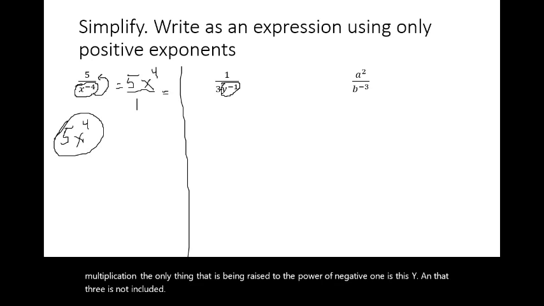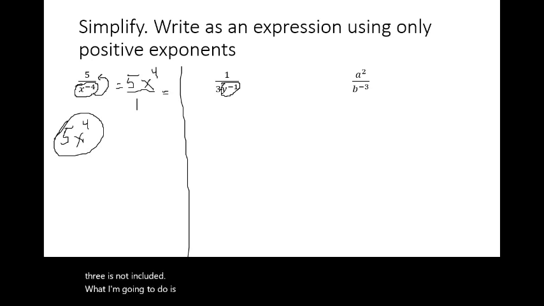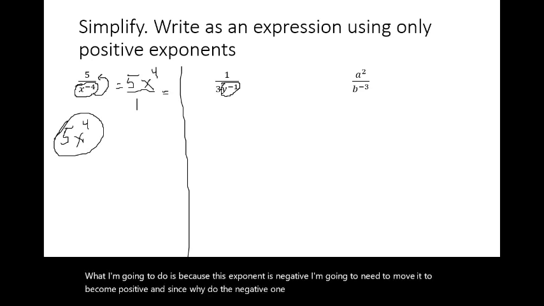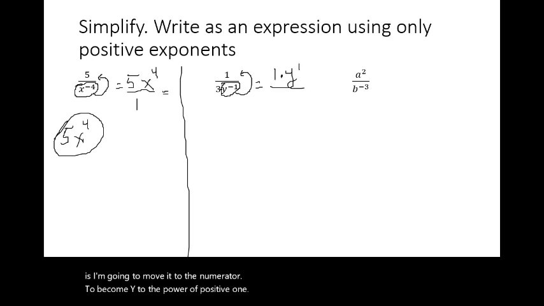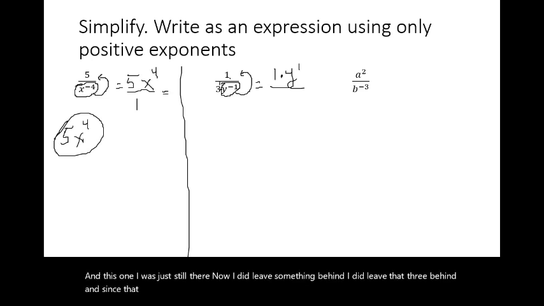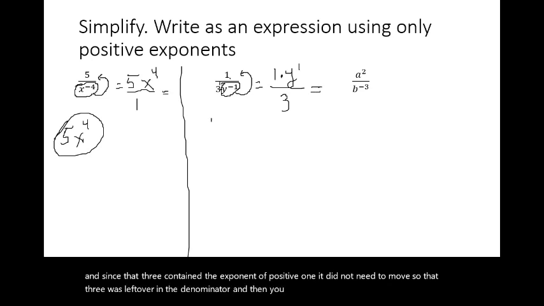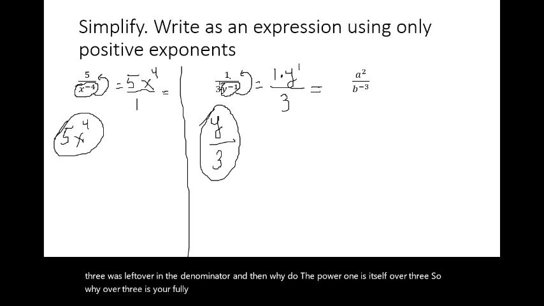So what I'm going to do is, because this exponent is negative, I'm going to need to move it to become positive. And since y to the negative 1 is in the denominator, I'm going to move it to the numerator to become y to the power of positive 1. And this 1 was just still there. Now, I did leave something behind. I did leave that 3 behind. And since that 3 contained an exponent of positive 1, it did not need to move. So that 3 was left over in the denominator, and then y to the power 1 is itself over 3. So y over 3 is your fully simplified final answer.